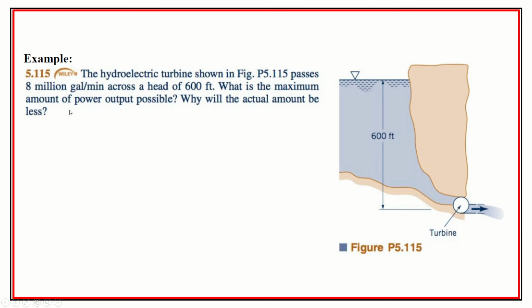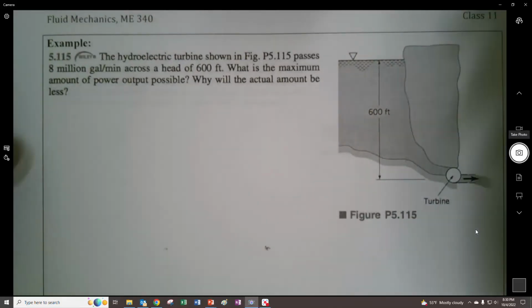So, what is the maximum amount of power output possible? Why will the actual amount be less? Is what we're asked. So here we go.